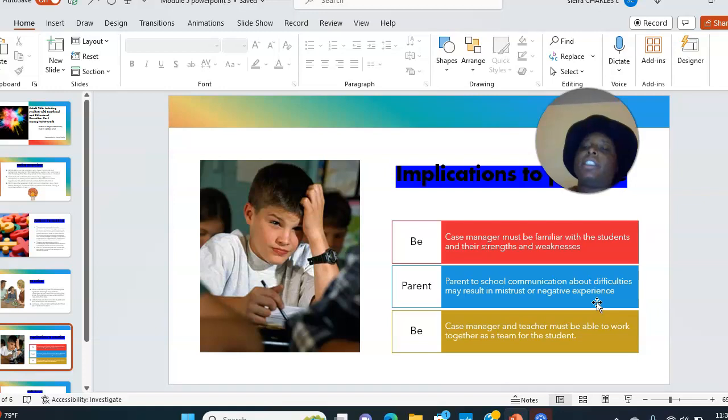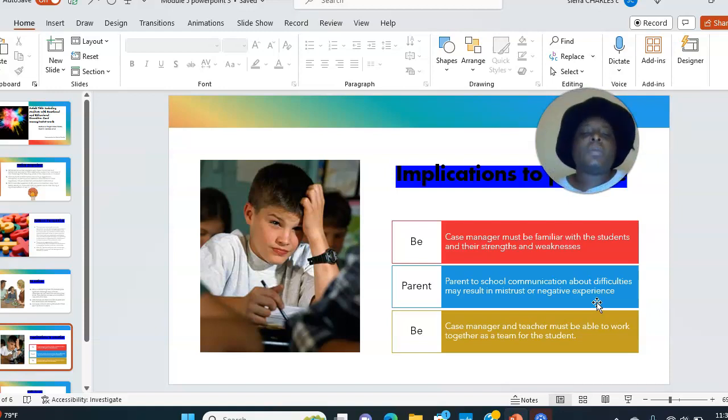If the child is displaying aggression or disturbances in the classroom, any type of out of control behavior, the parents and the school have to be on the same team. So that's what that means. Case manager and teacher must be able to work together as a team for the student.